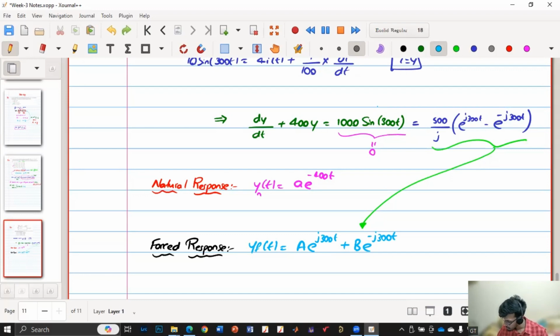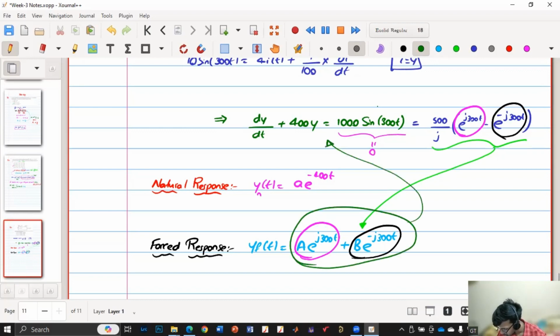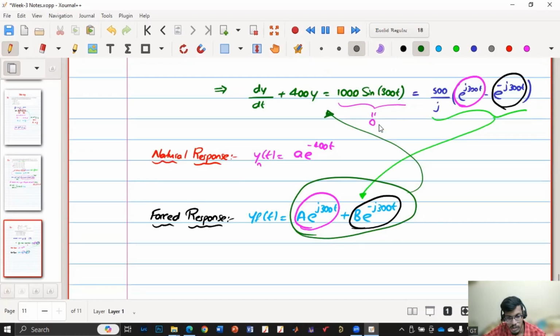So if I use different color, maybe pink, this is responsible for this. And if I use black color, this is responsible for this. Okay. Now I got the forced response equation. So for any question, first we'll solve for the coefficients of forced response. How will I solve? I will solve by substituting this expression in the given differential equation. So now can you tell me if I substitute that, what I will be getting? Tell me quickly.